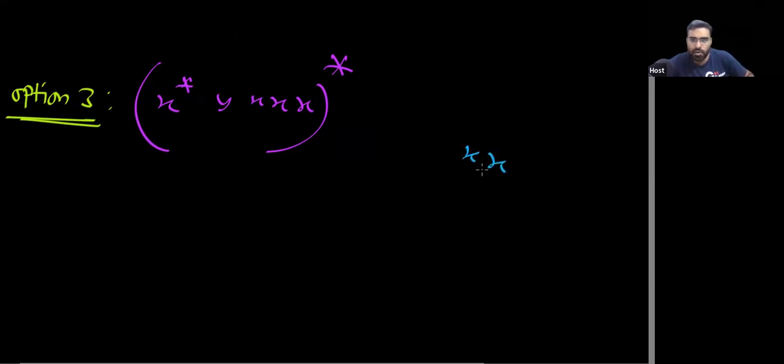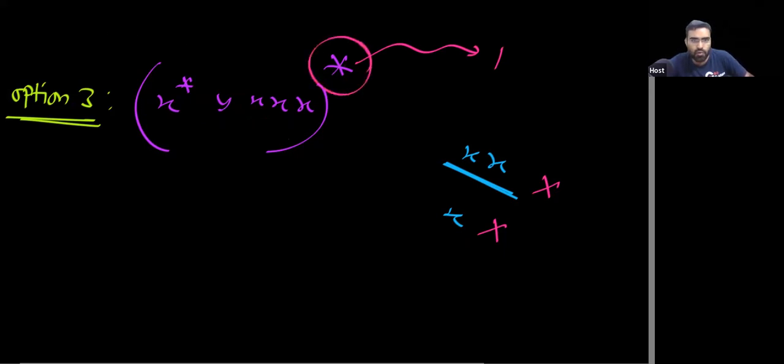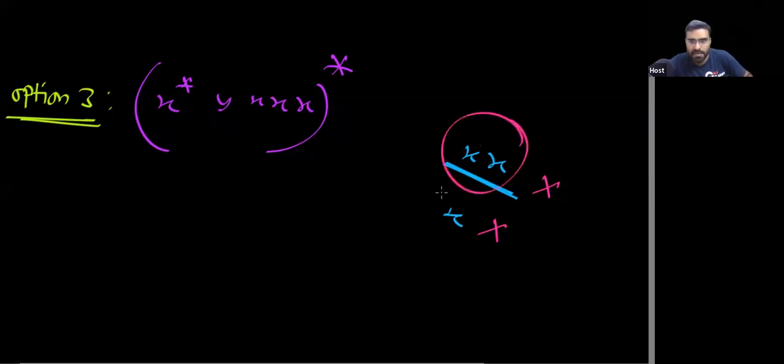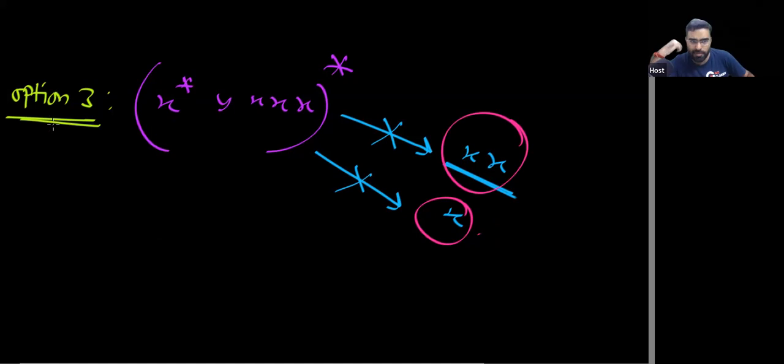Can you create double X? Can you create X? Can you create these strings? These strings you cannot create. Can you notice? If I take this star equal to 1, then definitely this will come. So can you notice that these strings cannot be created from this. Okay, from this you cannot create this. So this is how you can eliminate option C. Okay, so option C is eliminated.